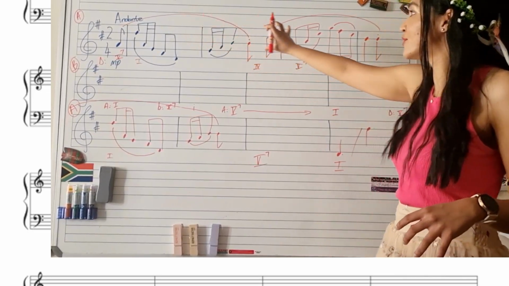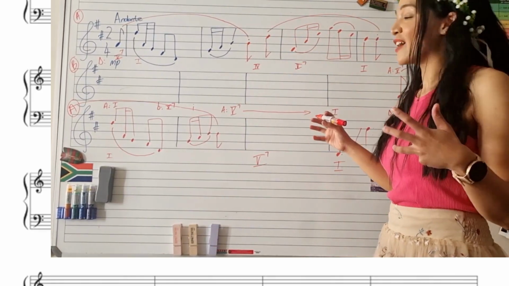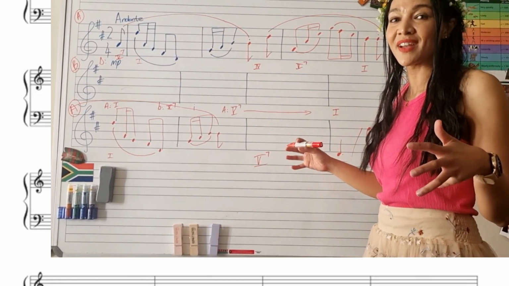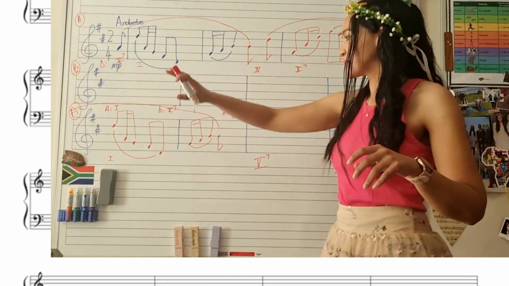So that does it for our very first line, our very first A section, our very first completion of a line. Now we will go on to the B section, which is the second line.